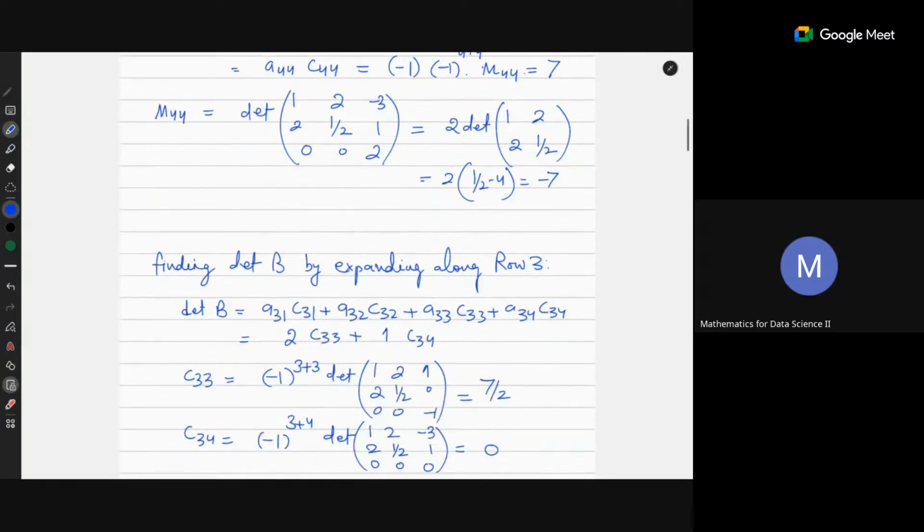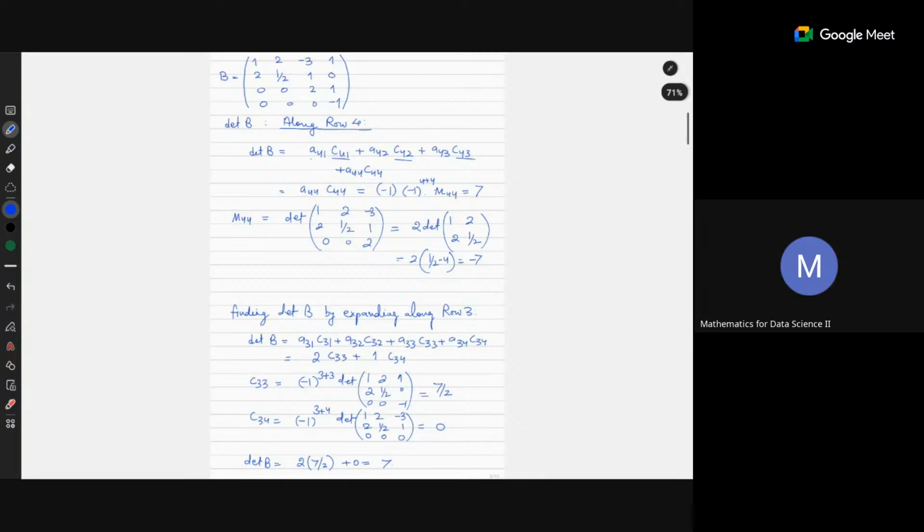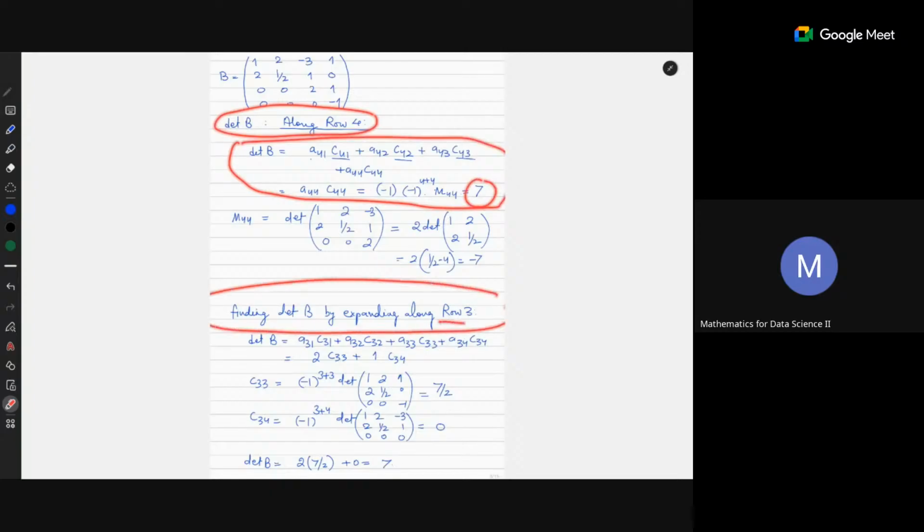As you can see, let me zoom out. Determinant of B expanding along row 4 is 7, and similarly, determinant of B expanding along row 3 is again 7. So it is independent.